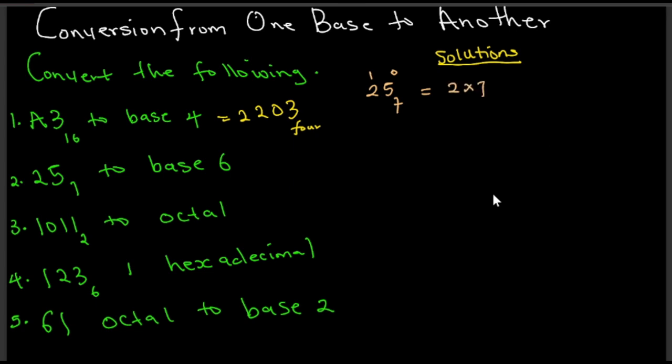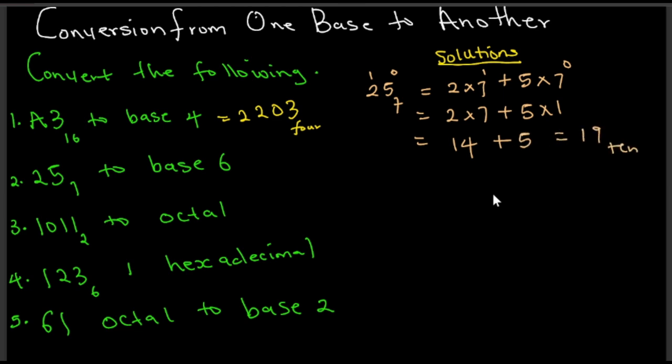So this is 2 times 7 to the power of 1 plus 5 times 7 to the power of 0. And this equals 2 times 7 plus 5 times 1. So this is equal to 14 plus 5. And this equals 19 base 10.